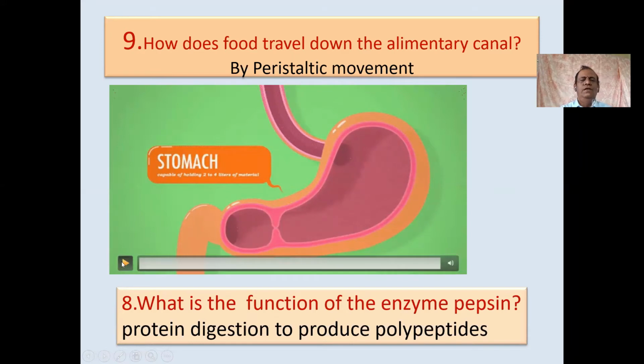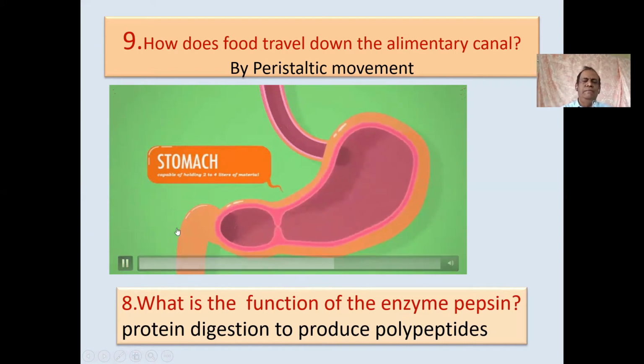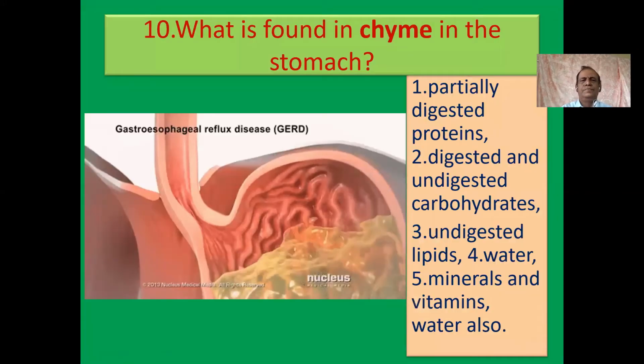Next, 8th question. What is the function of the enzyme pepsin? You know the pepsin is found in the gastric secretion. The gastric glands are found in the inner wall of the stomach. The function of pepsin is protein digestion to produce polypeptides. Protein is a huge polymer of amino acids. Here the partial digestion takes place, so protein is converted into polypeptide in the stomach.